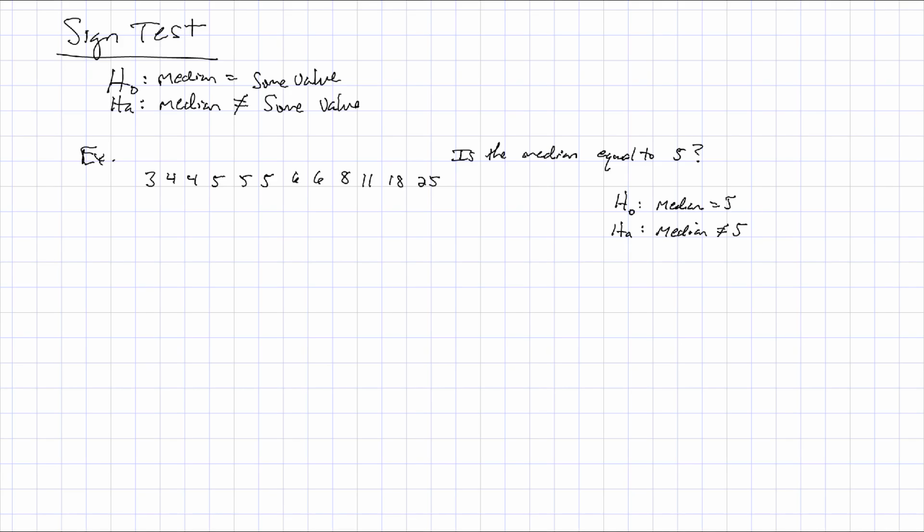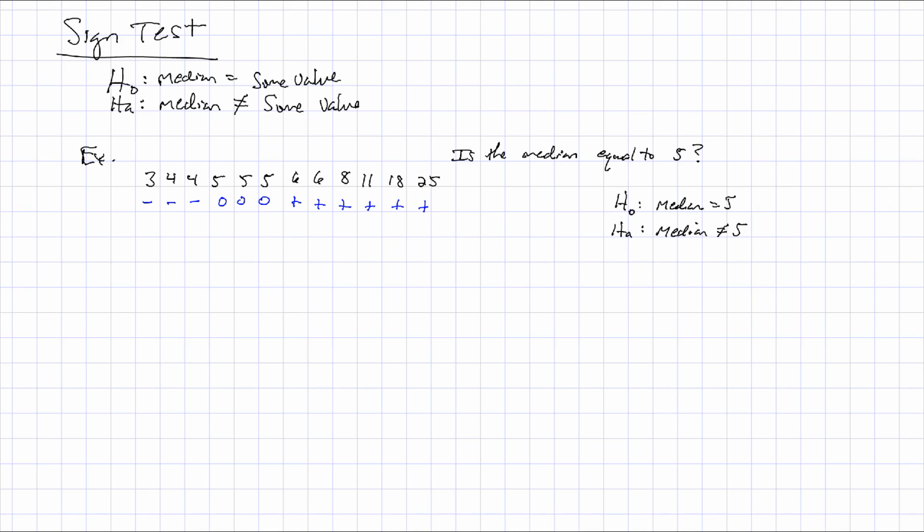Well, what the sign test is going to do is look at each of these values and assign either a plus, a minus, or a 0. It's assigned a plus if our value is greater than the median. It'll assign a negative if it's less than our median, and if it's equal to the median, then it gets assigned a 0. So 3 is less than 5, so that's a negative. 4s are negatives. 5s are zeros. And then everything after is a plus.